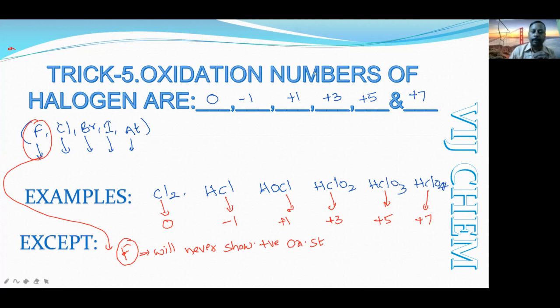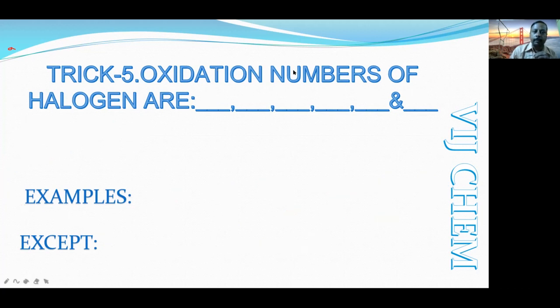And astatine, we are not able to find out, but as of now there is no proof that it will not show positive oxidation states. Okay, if its compounds are formed, definitely we will be able to show that it is also showing the positive oxidation number. Okay, so next, I think you made a note of it.